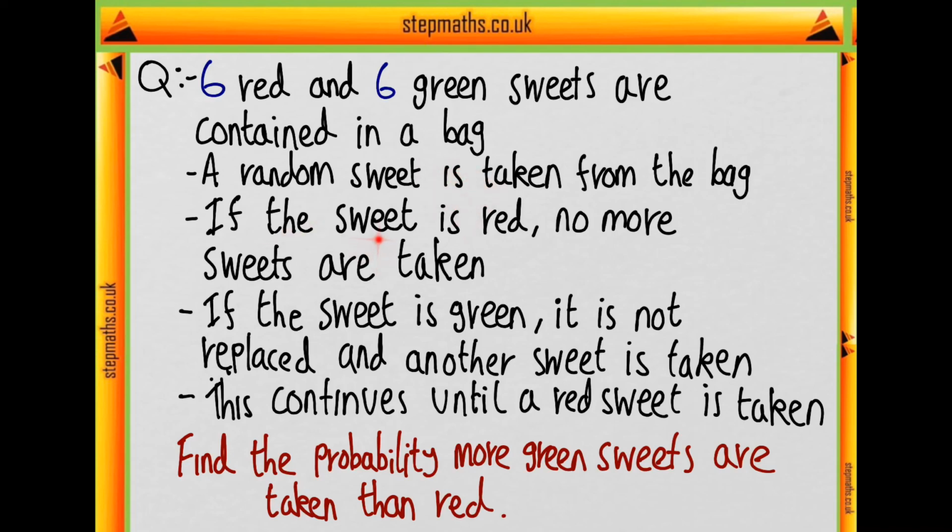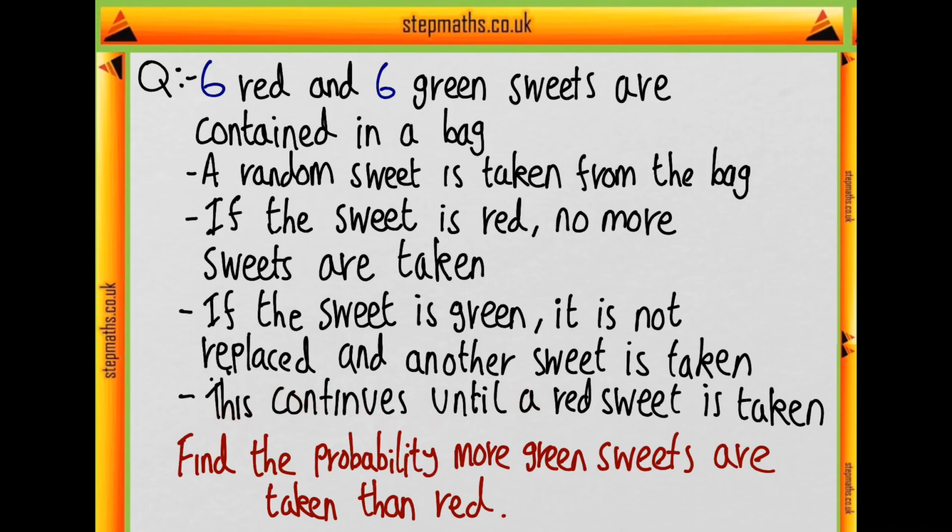And if the sweet's red, we stop. So no more sweets are taken. But if the sweet's green, it's not replaced. So i.e. we take it out of the bag and then we have 11 sweets. And another sweet is then taken. And then we just repeat this process again and again until a red sweet is taken and then we stop.